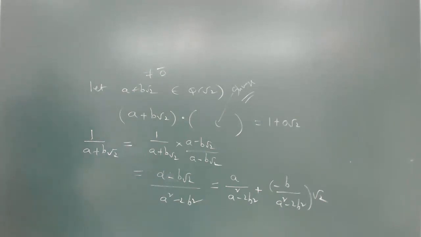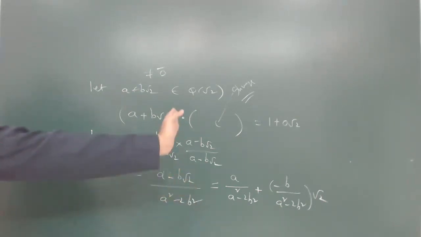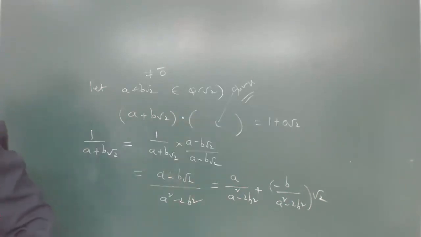Actually, there is no need to show that separately. We can write that this is the inverse of a plus b root 2 in Q of root 2. That's it. So we have proved all the properties so far considered. Hence, Q of root 2 with plus and dot is a field. That was the solution of the problem.